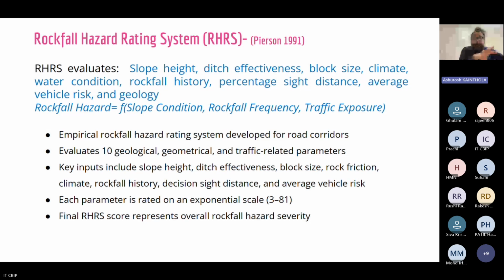When you combine all this information, you come up with a number, a rating system. It is exponential in nature, as in the rating has been devised to be exponential in nature. So anything above 400 is considered high hazard for rockfall. Anything above 700 needs to be avoided at any cost. Next slide, please.